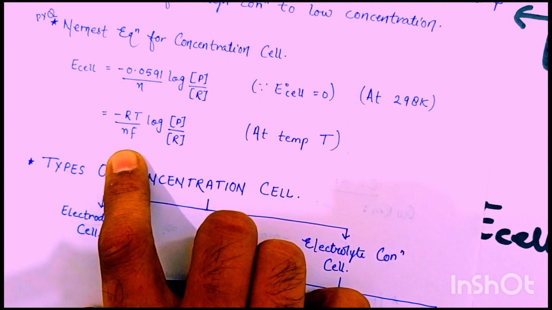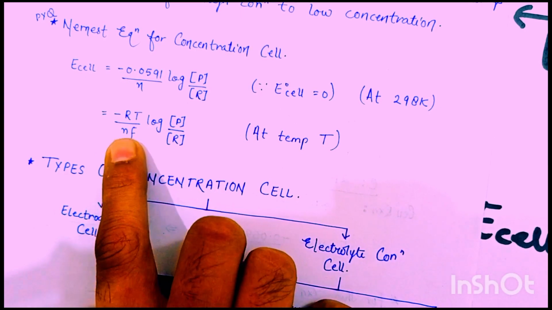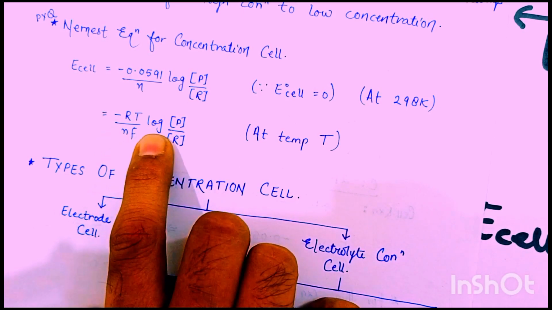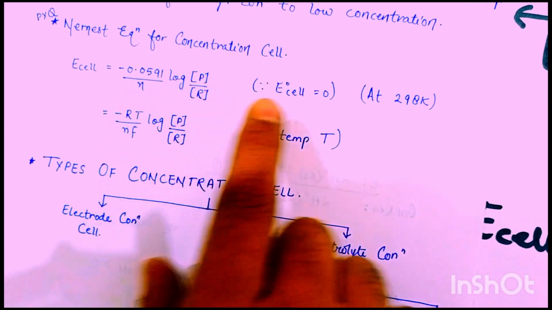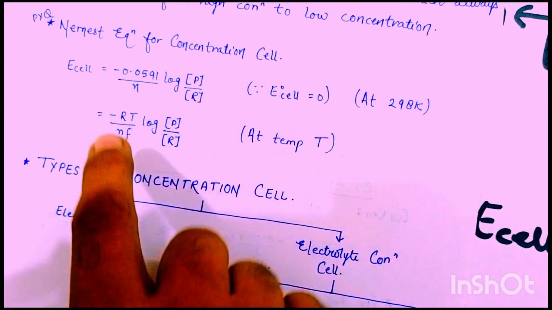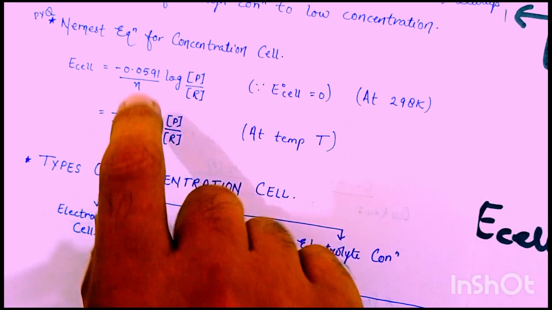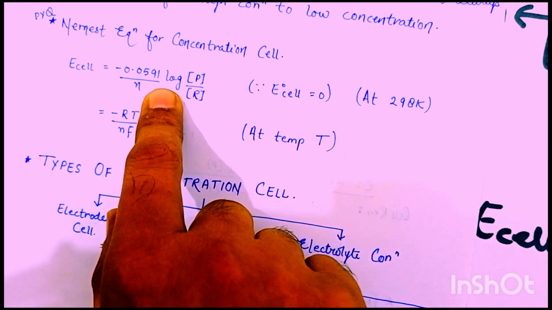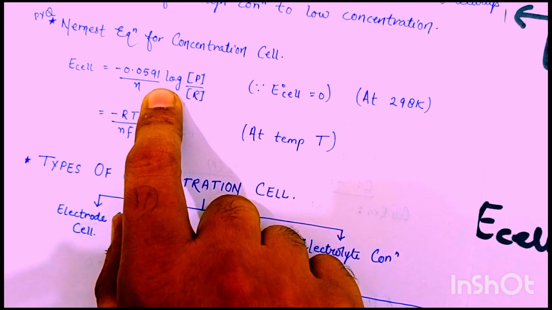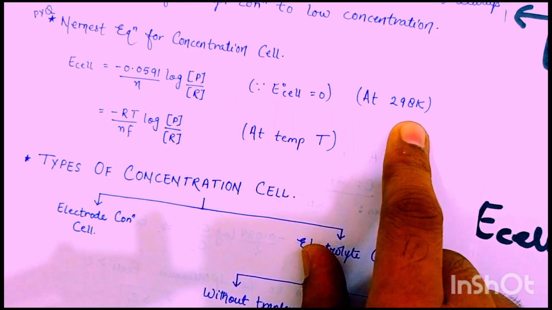And also at all temperatures we can write it as minus RT upon nF log product upon reactant, because similarly E naught cell is 0. It is a different form of the Nernst equation which is applicable to all temperatures, and most of the questions are asked on this form only at 298 Kelvin.